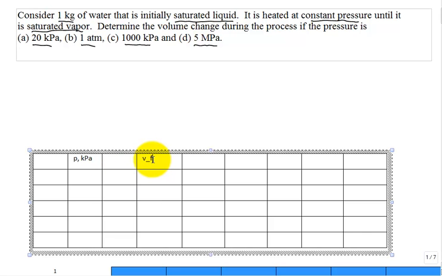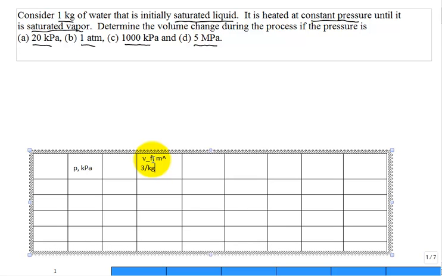So what is V sub F? That is our saturated liquid's specific volume. It's going to be a function of the pressure or the temperature, depending on what table you use. Table A2 is a function of temperature, or table A3 is a function of pressure. This has units of meter cubed per kilogram. Then we're going to leave a little space and come over here and put V sub G, also in units of meter cubed per kilogram.